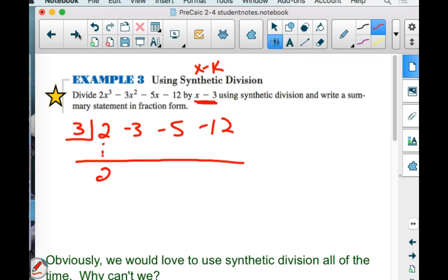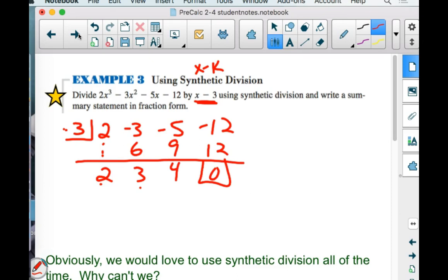You bring down that leading coefficient outside the box. And outside the box, we multiply by whatever's in this little upper left-hand corner. So that's going to give me 6. It's always outside the box, outside, inside, outside, inside. When you're inside, you add. So negative 3 plus 6 is 3. We're outside the box, multiply. Inside the box, add. Outside the box, multiply. And this one is telling us that our remainder of 0 means that we actually found a factor.